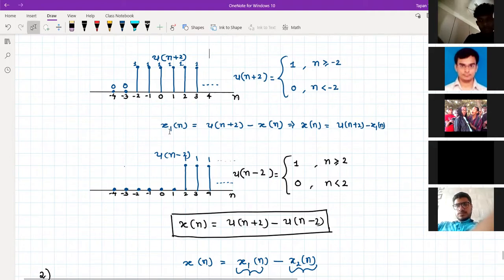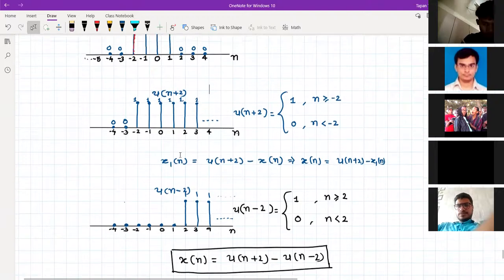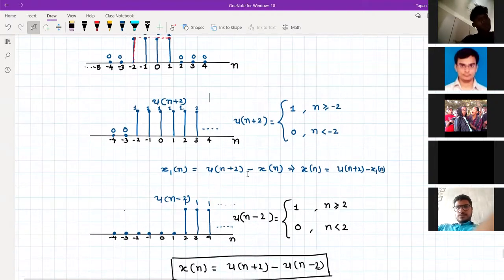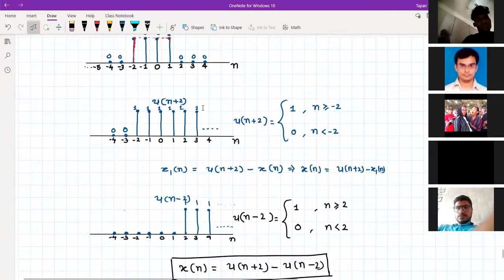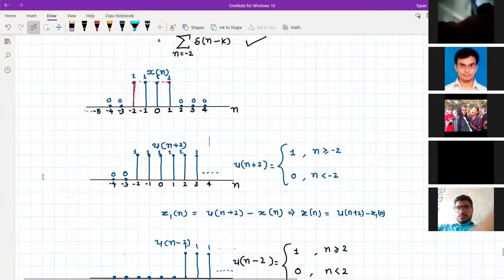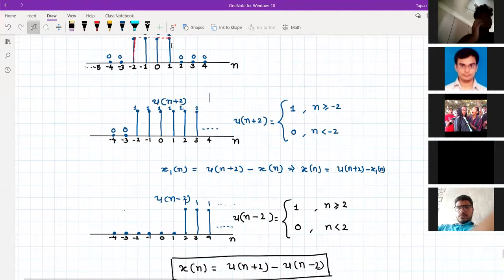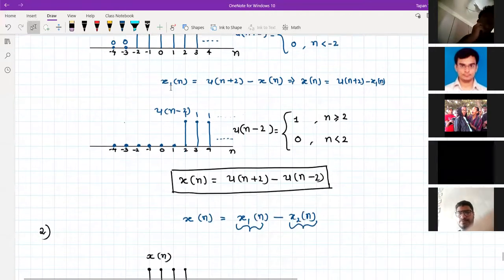So you can say that x1 of n is obtained by u of n plus 2 minus x of n. X of n is the original function, right? So you can always obtain the next function from the function that you have assumed minus the original function. So original function is x of n. So now you have x1 of n is equal to u of n plus 2 minus x of n.